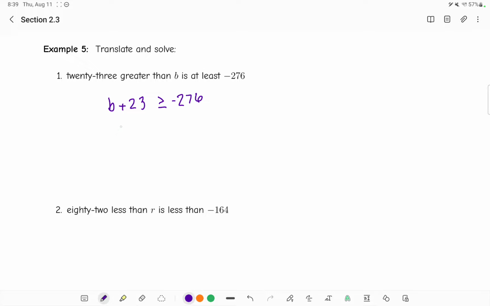And now we solve this. So we subtract 23 from both sides. We get b is greater than or equal to negative 299. So the keyword we're looking for is a word like is to indicate that that's going to be the inequality.